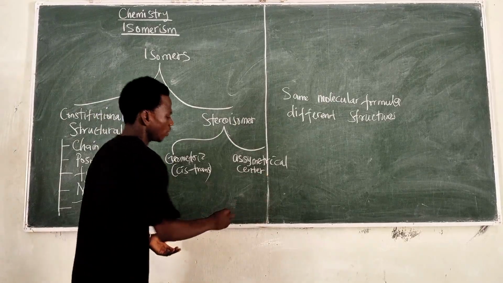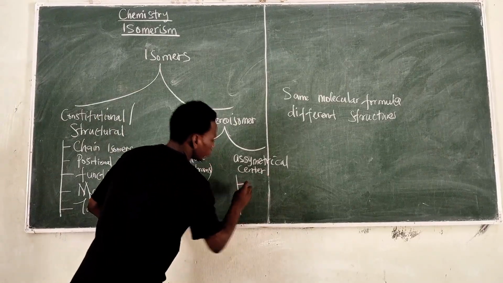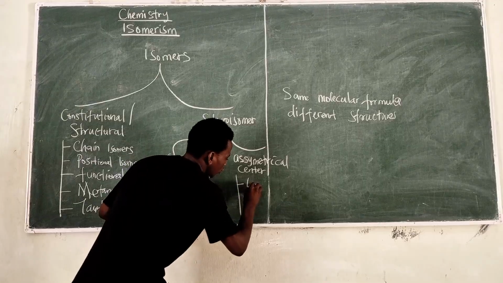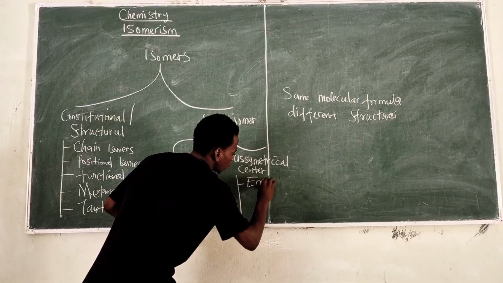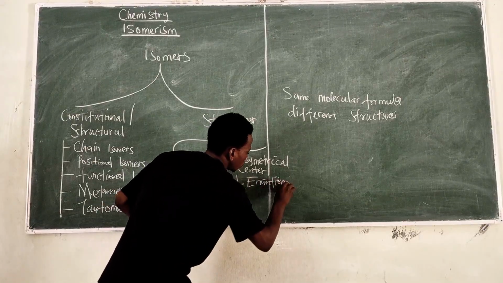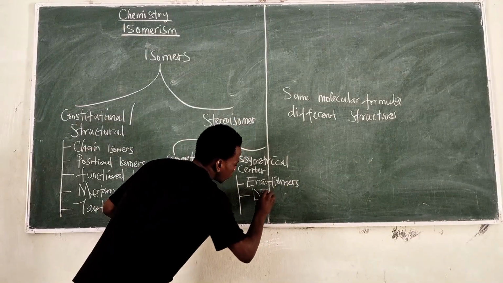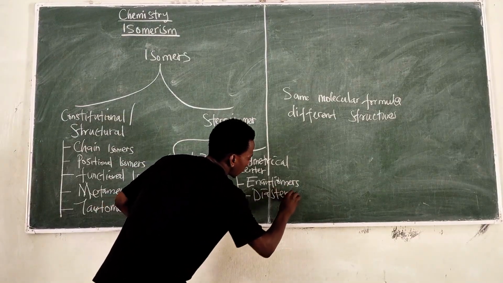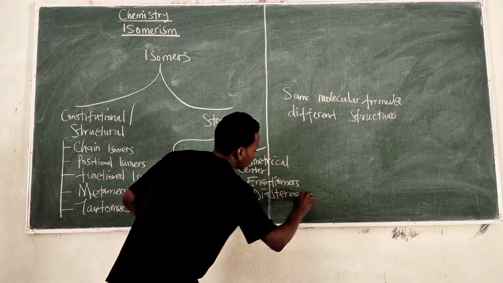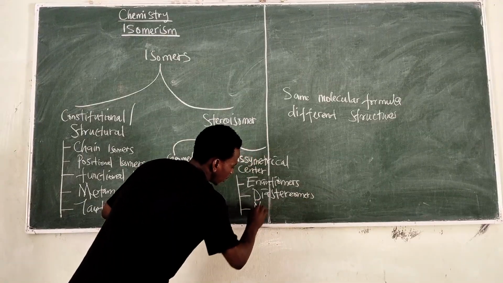We have number one of them known as enantiomers. Number 2 known as diastereomers. And then lastly, meso compounds.